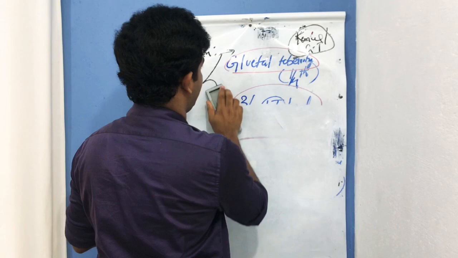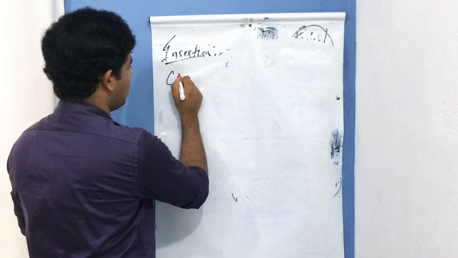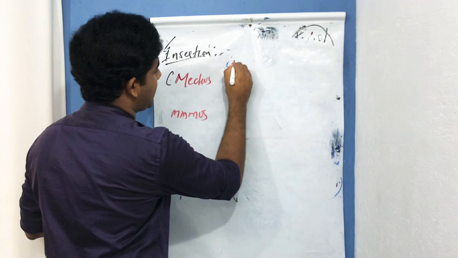Now let us move on to the gluteus medius and minimus. Gluteus medius and minimus. For that you have to remember both these muscles are inserted into the greater trochanter.